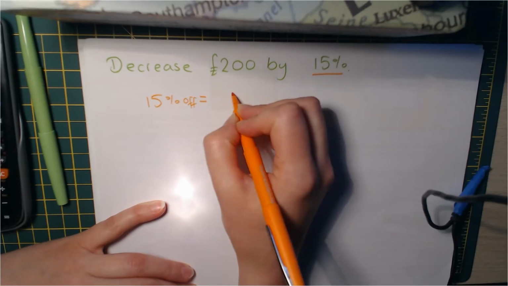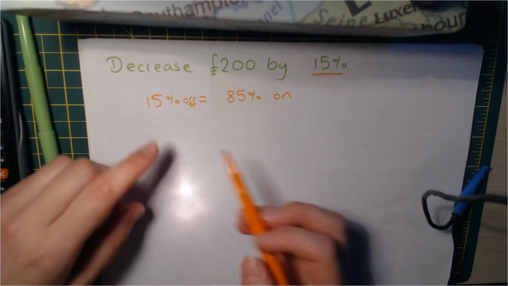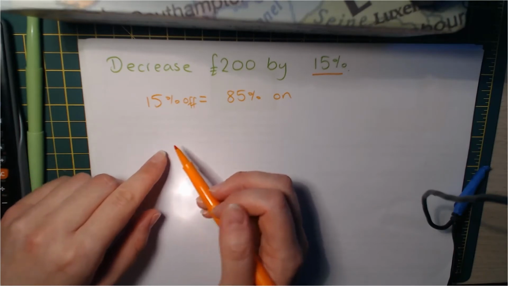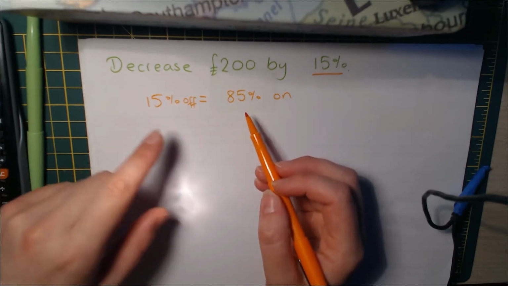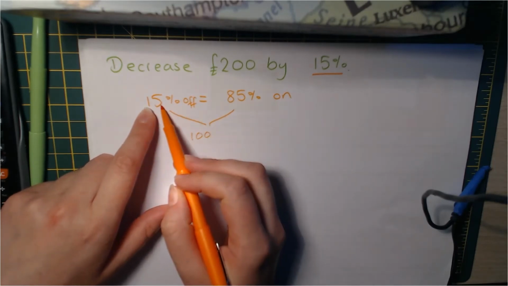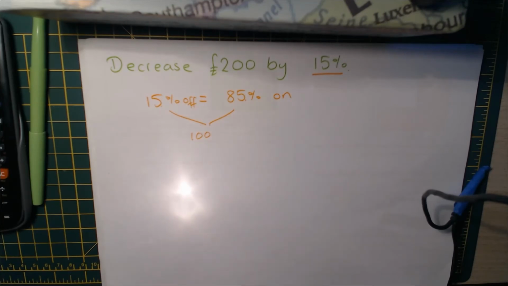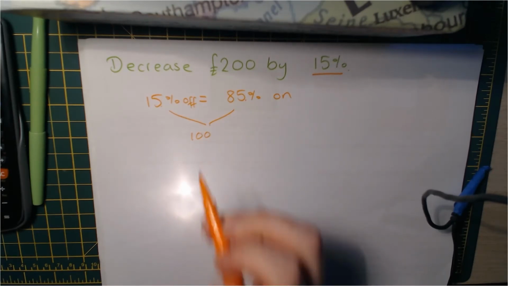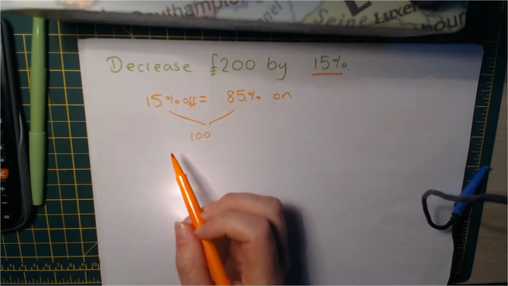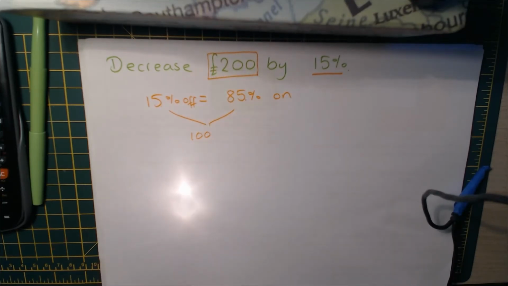15% off equals 85% on. And that's because if we're taking 15% off, we're still paying for 85%, because don't forget our percentages add up to 100. Okay, so we're going to subtract this decrease from 100, and it'll tell you how much is left. Okay, so we're trying to find, essentially, by decreasing by 15%, we're trying to find 85% of 200.